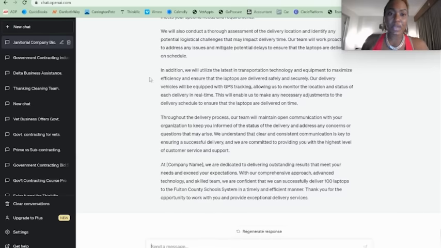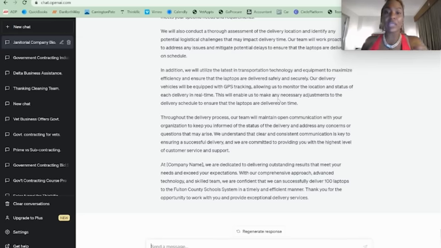So one thing that jumped out at me is this second paragraph. We utilize the latest transportation technology and equipment to maximize efficiency and ensure that the laptops are delivered safely and securely. Our delivery vehicles will be equipped with GPS tracking, allowing us to monitor the location and status of each delivery in real time. Like, that's all they want to hear, but you may not have thought to do that.